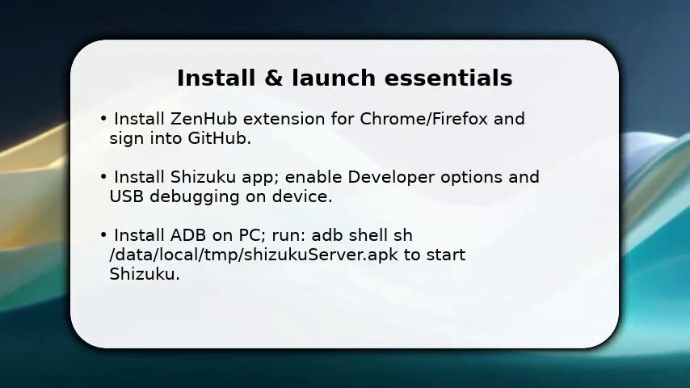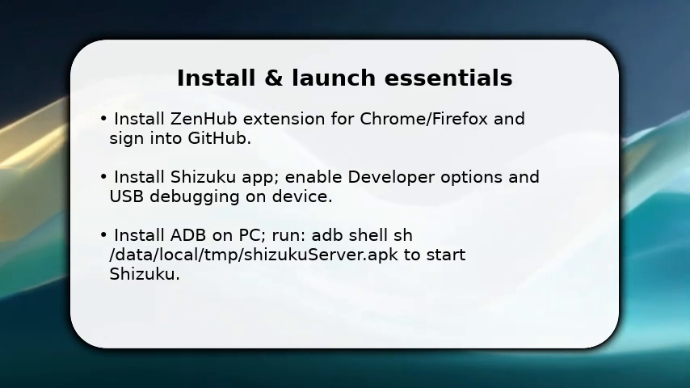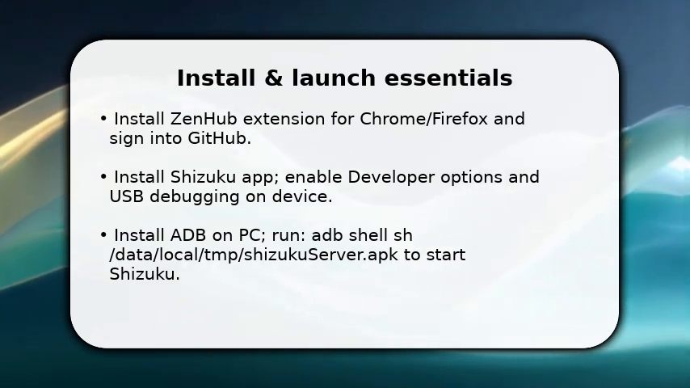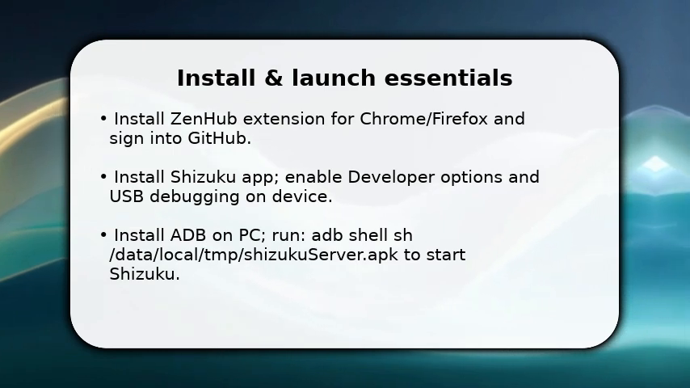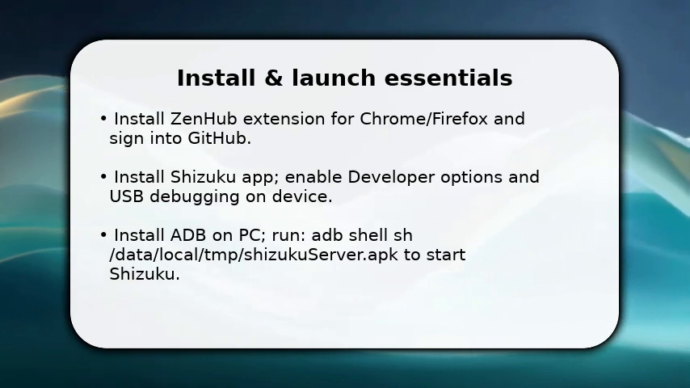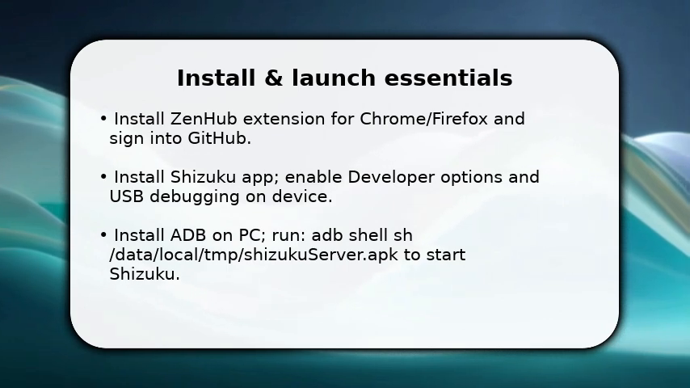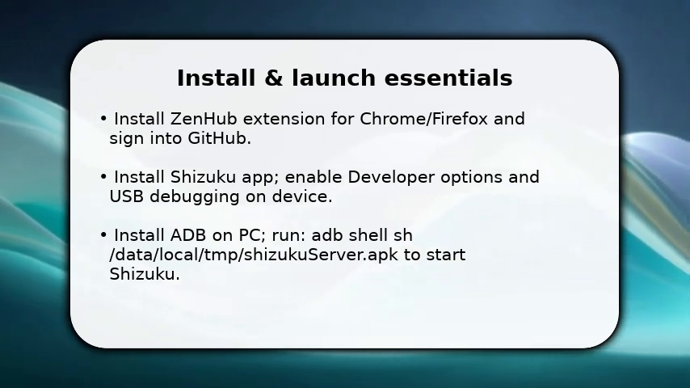You start by preparing both sides, your repo and your device. First, install the ZenHub browser extension and sign into GitHub so you can attach boards. Next, install Shizuku on the Android device and enable developer options and USB debugging. This lets you grant system-level APIs safely.